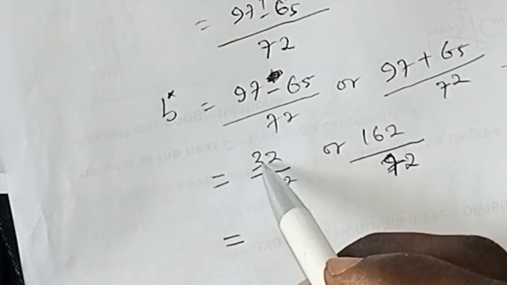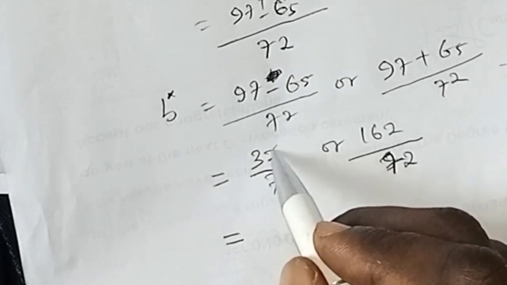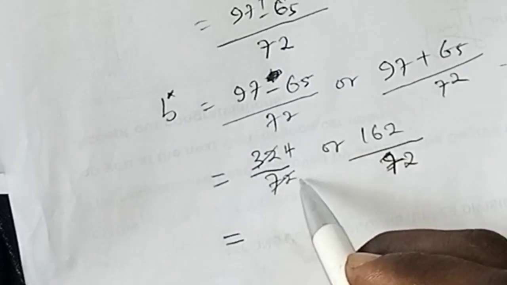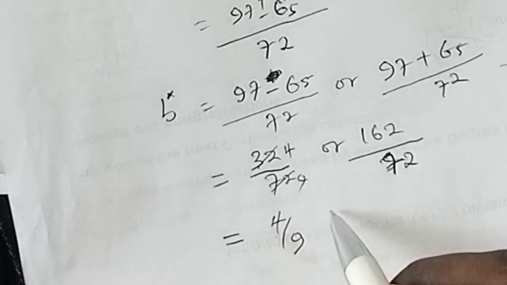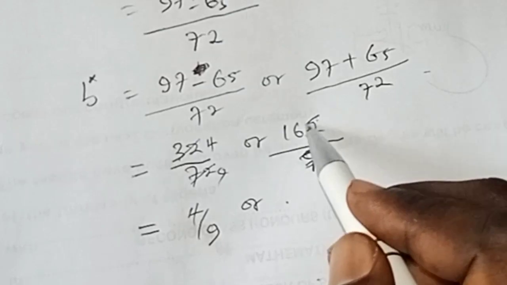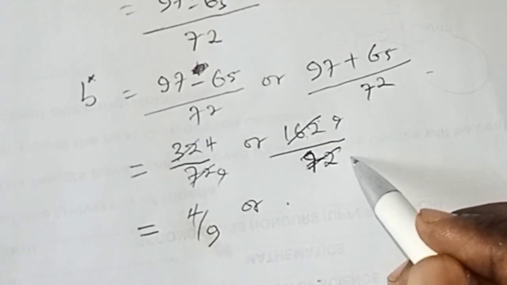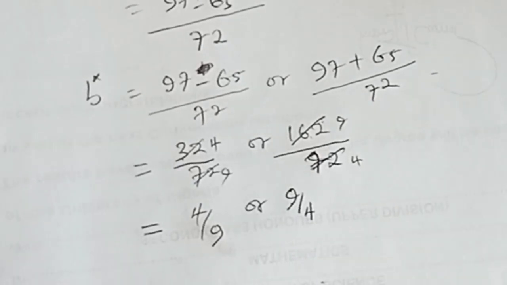If you divide this by 8, this is actually going to give you 4. And if you divide this by 8, now this is actually 4 divided by 9. Or 18 into here will actually give 9, and then 18 divided into 72 will give 4. So this is also 9 over 4.